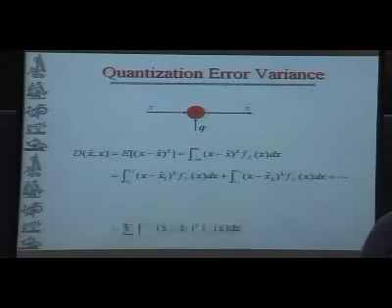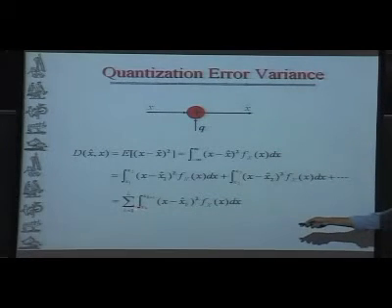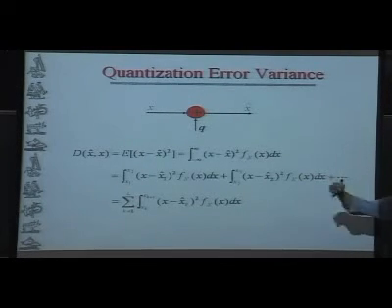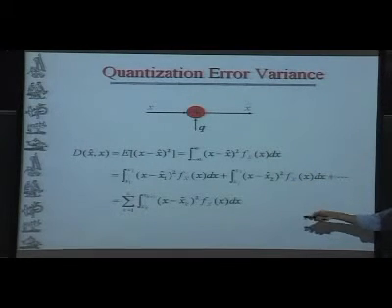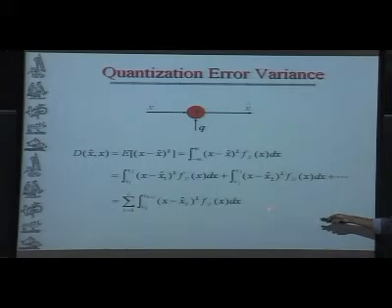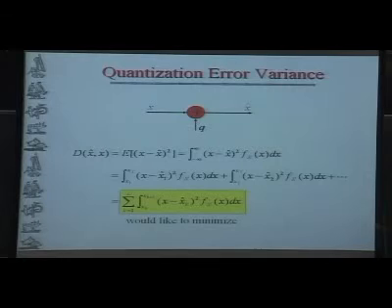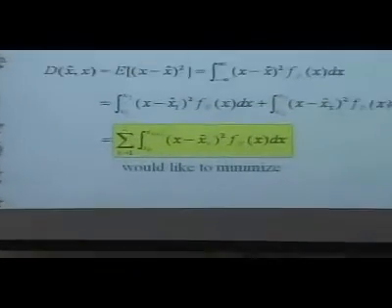Now, I can write this as a summation over l, where L is the total number of quantization intervals that you have. I go from 1 to L, and I just do the summation of all the terms, and I have my D. So this is the quantization mean square error that we would like to minimize. Correct?